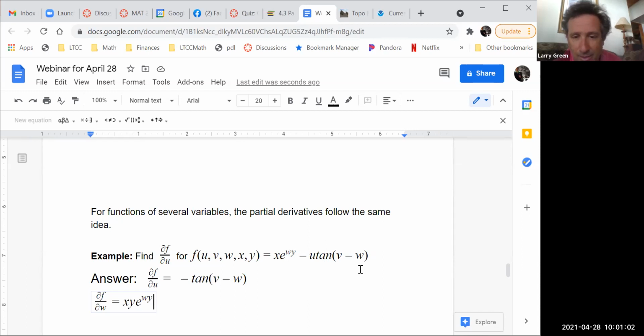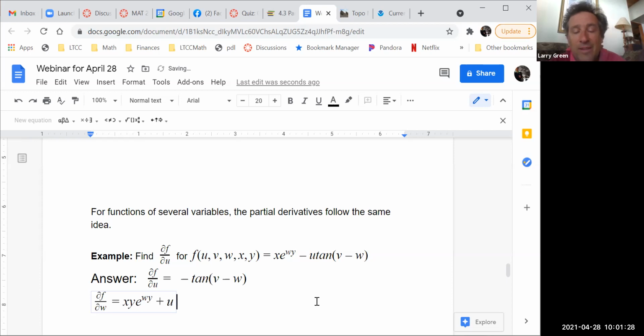Okay, what rule do I need to use for minus u tangent of v minus w with respect to w? Chain again, because we have an inside. The derivative of v minus w is -1 when it's with respect to w. So I get a -1 times negative, so that makes it plus. We still have the u.